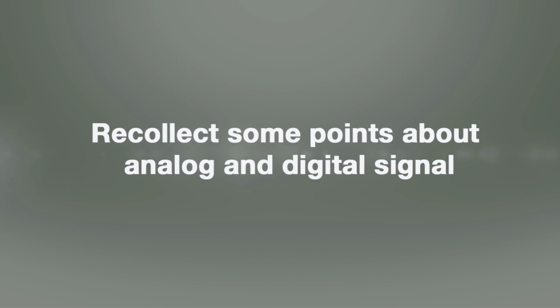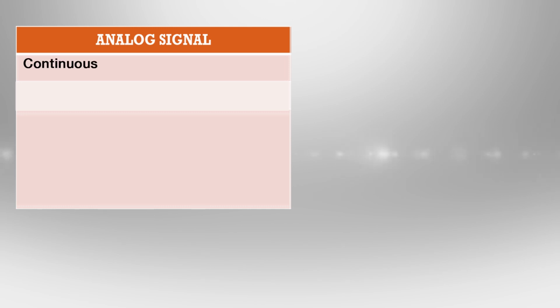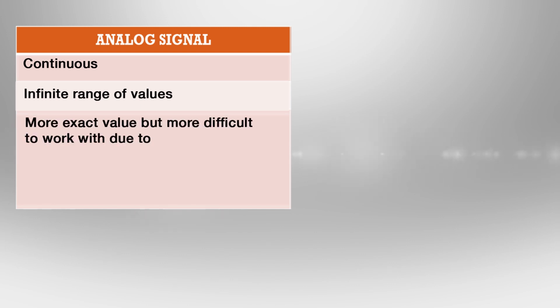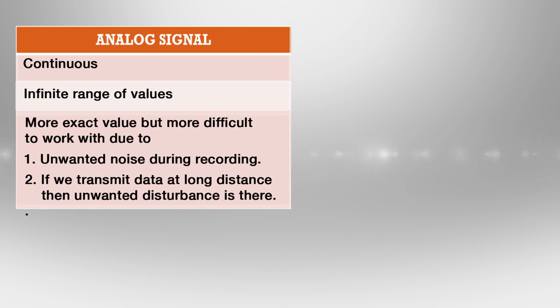Before commencing the very first lecture of week 11, let us recollect some points about analog and digital signals which have already been discussed in previous weeks. As we know, an analog signal is continuous in nature and it contains an infinite range of values over a finite time period. It gives more exact values, but it is more difficult to work with analog signals due to unwanted noise during recording, and if we transmit data over a long distance, then unwanted disturbance occurs.